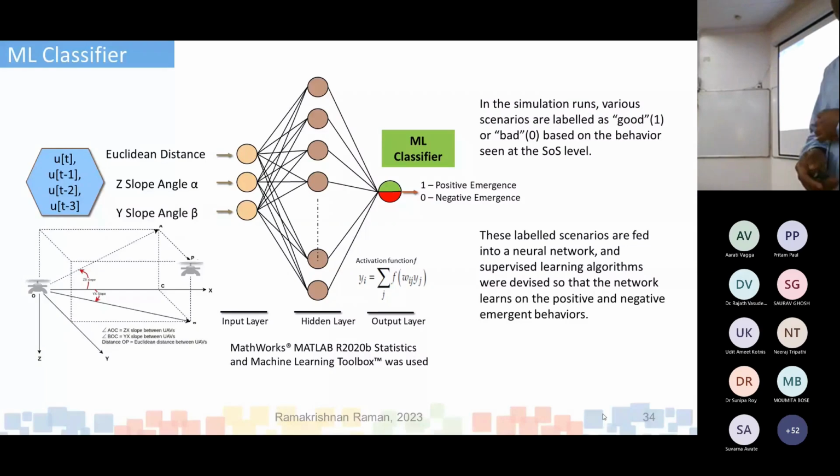So your input here had those 45 variables along the last four samples, for the trend. So it is like 45 into 4 were the inputs. And the output here was a classification network, which had a 0 or 1 for a positive or negative emergent behavior. Hope that answers the question.